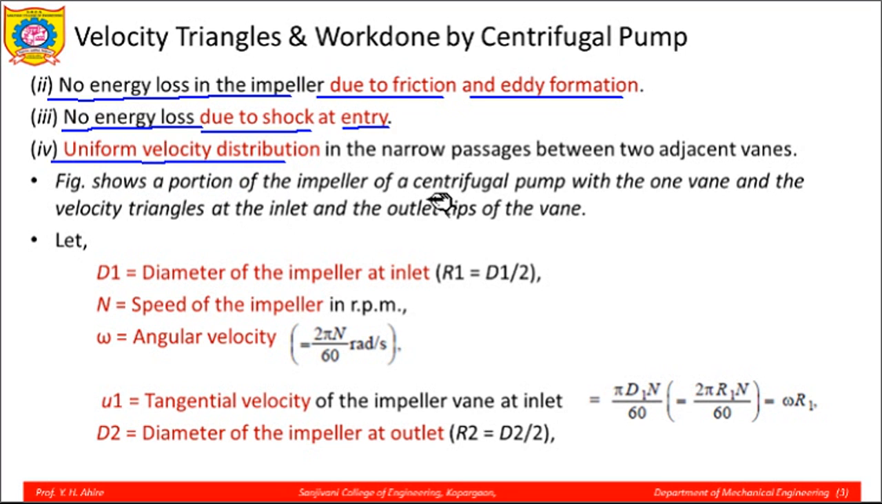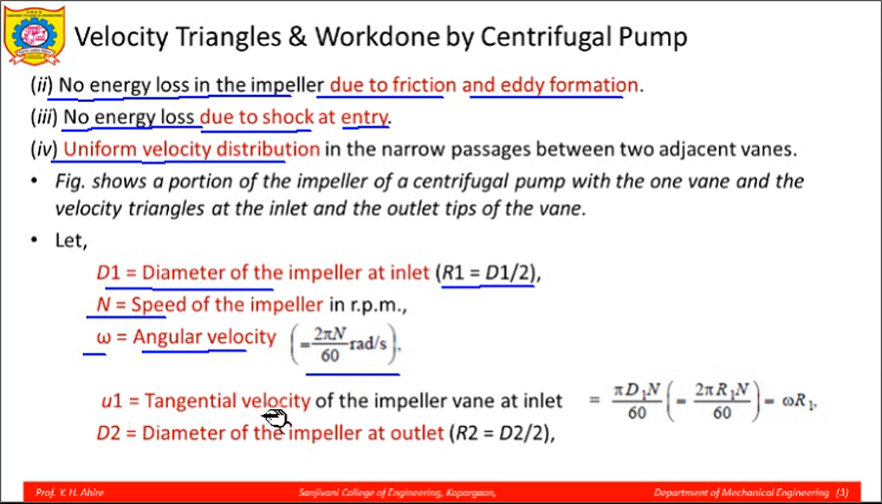The figure shows a portion of an impeller of a centrifugal pump with one vane and the velocity triangles as I described at the inlet and outlet tips of the vane. Let capital D1 represent the diameter of the impeller at the inlet. So therefore R1, the radius at inlet, is equal to D1 by 2. Inlet is represented by subscript 1 and outlet is represented by subscript 2. Capital N represents the speed of the impeller in rpm, and omega represents the angular velocity of rotation, given by the formula 2 pi N by 60.